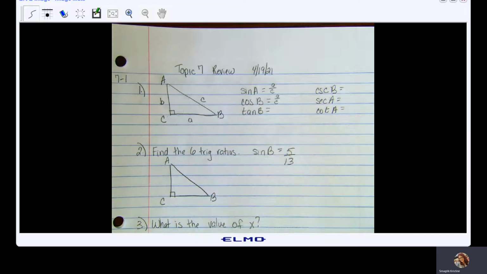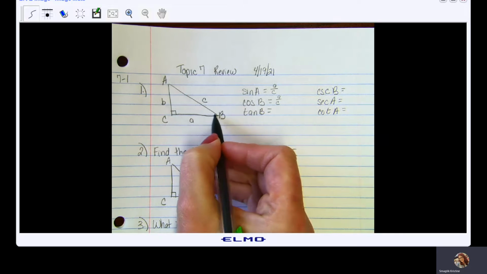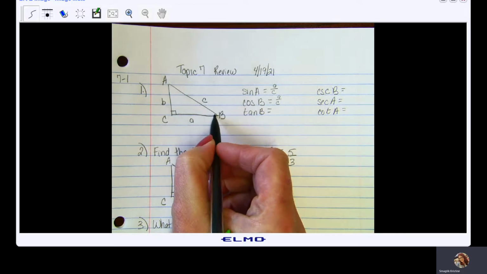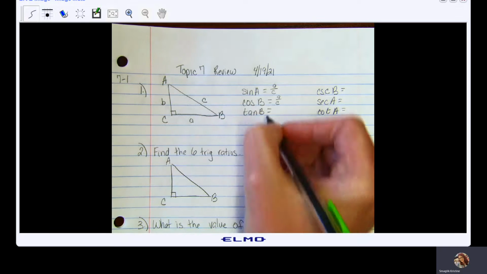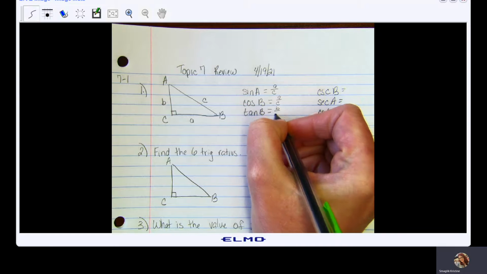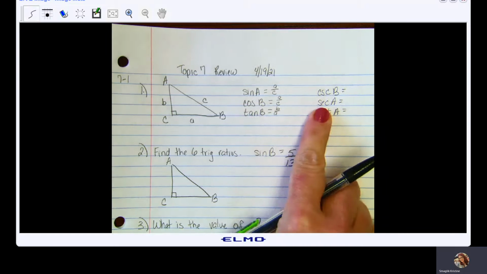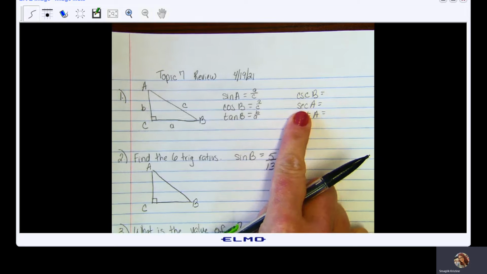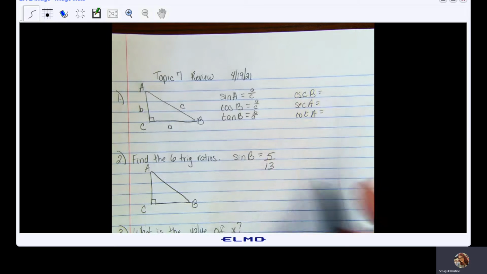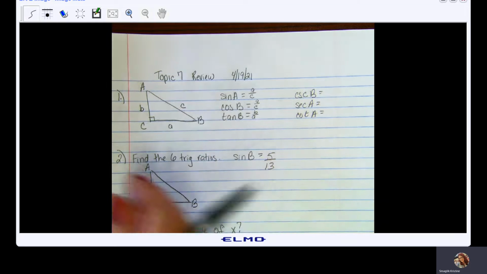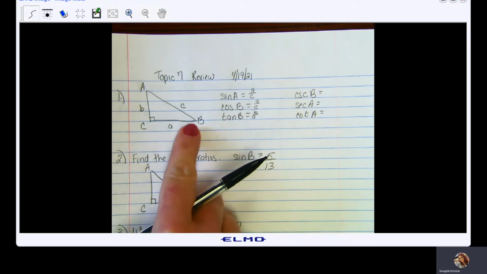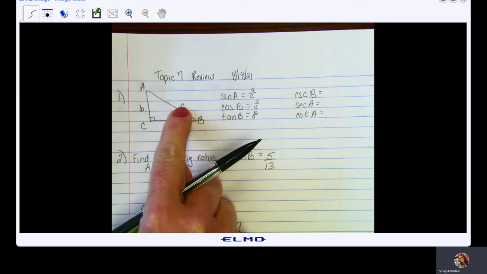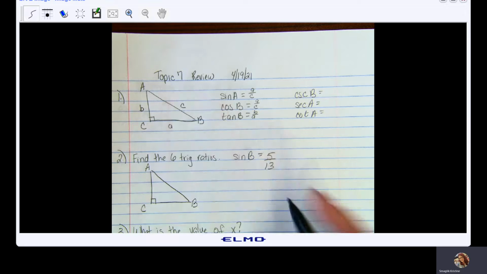And now let's take a look at tangent of B. So here's angle B. I need opposite over adjacent. Opposite is B, adjacent is A. B over A. And now let's do the reciprocal trig functions. So cosecant of B. Well, cosecant is the reciprocal of sine, so that means cosecant is going to be hypotenuse over opposite. So hypotenuse is C, opposite is B.